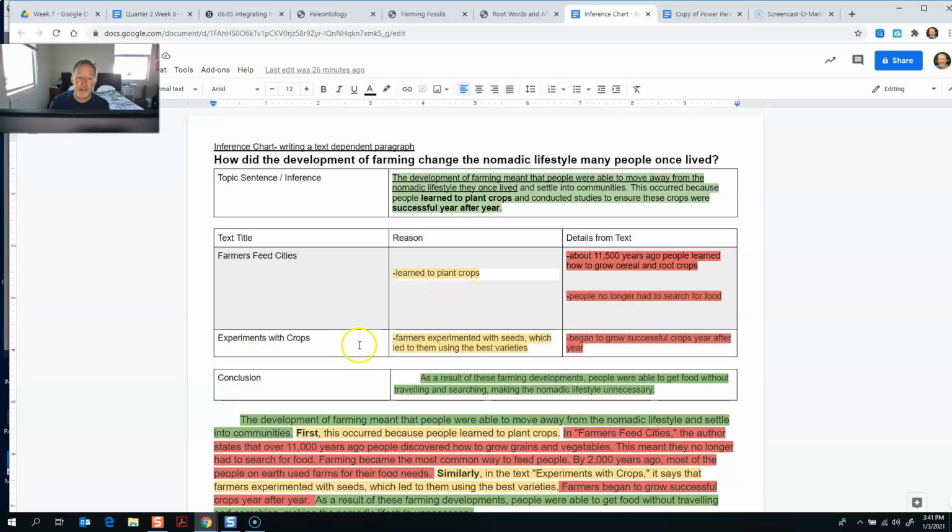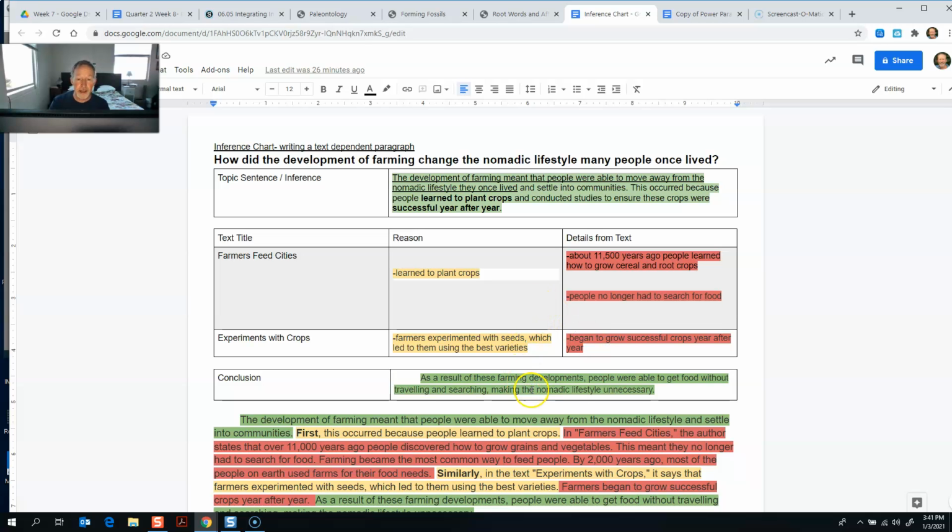Then in the second story, I found the main thing was that the farmers experimented with seeds, which led them to using best varieties. And then I just found one detail: they began to grow successful crops year after year. It wasn't like they put something in the ground and, oh, it didn't come up this year, we're dead. They got to be very good at it, and then they were able to grow food every year.